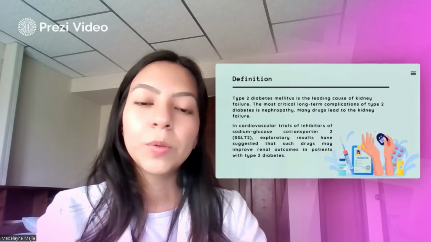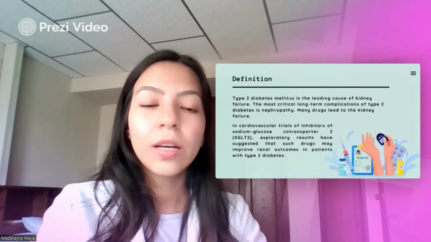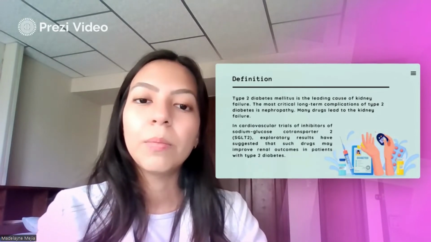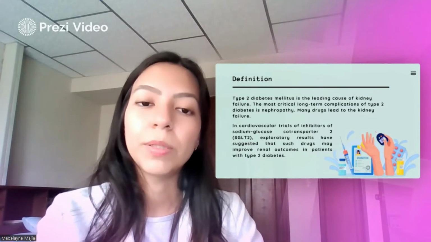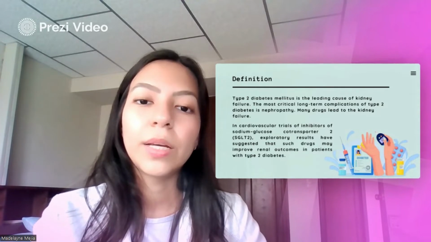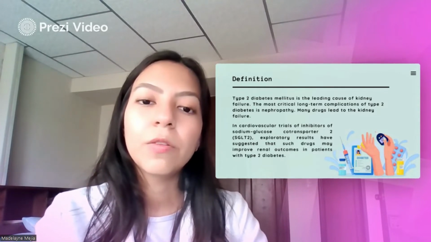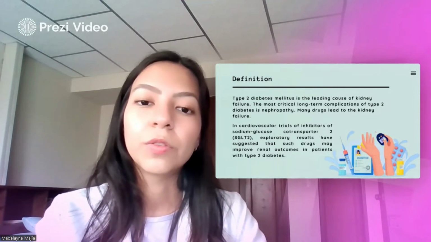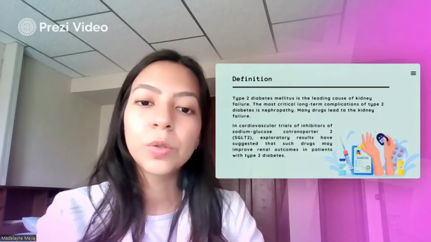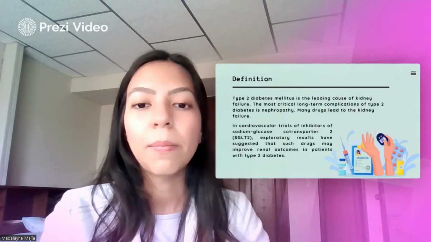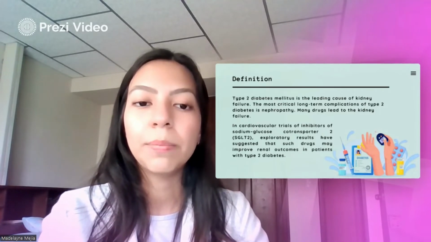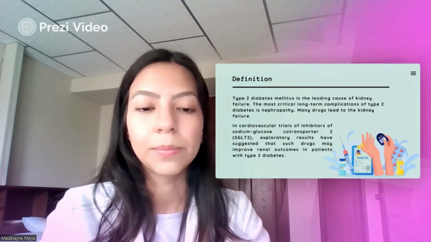Definition. Type 2 diabetes mellitus is the leading cause of kidney failure. The most critical long-term complication of type 2 diabetes is nephropathy. Many drugs lead to kidney failure. In cardiovascular trials of inhibitors of sodium glucose cotransporter 2, exploratory results have suggested that such drugs may improve renal outcomes in patients with type 2 diabetes.